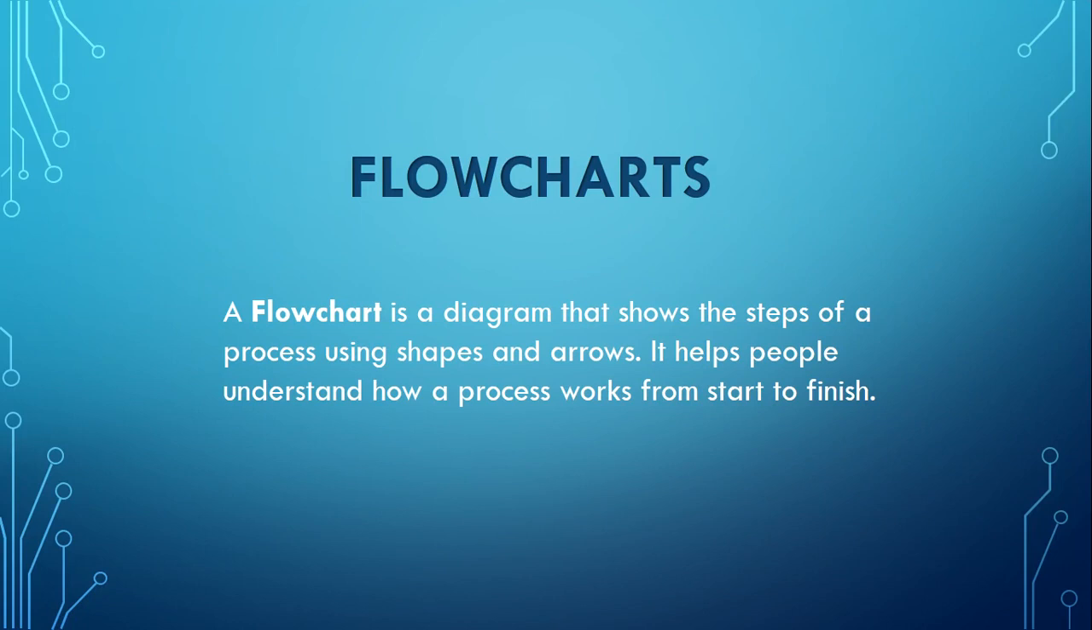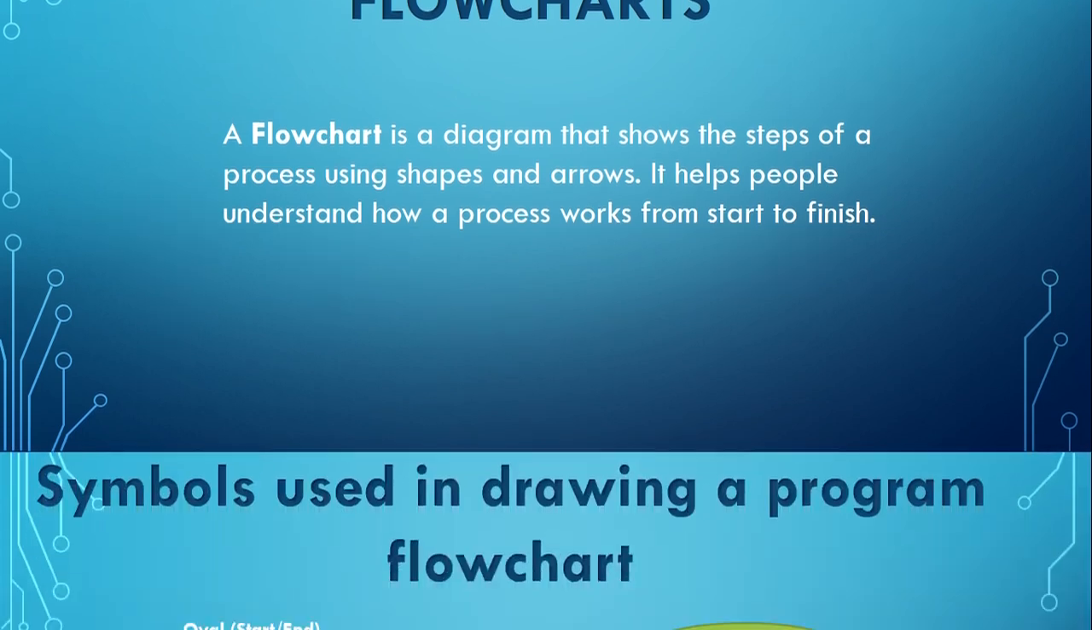Then let's now go to our giant in the house, flowcharts. A flowchart is a diagram that shows the steps of processing using shapes and arrows. It helps people understand how a process works from start to finish. Now, we have two sisters here. We have the pseudocode, which are English-like statements describing how to solve a problem. Once you write the English-like statements, you then draw a diagram describing the statements. That diagram is called a flowchart.